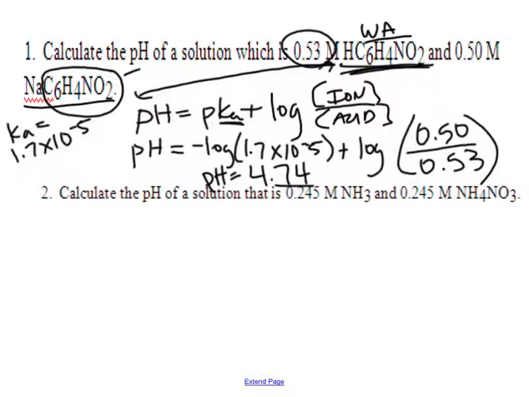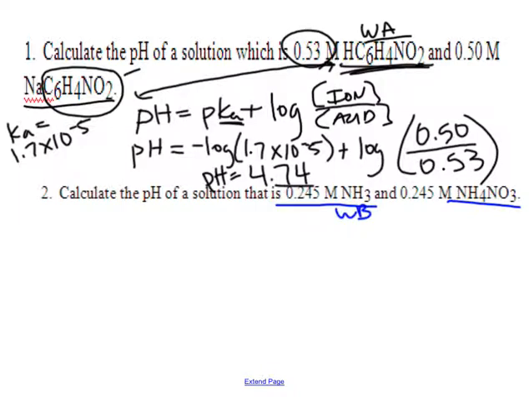Let's do this next one. This one I'm going to do 2 different ways. I'm going to do it Henderson-Hasselbalch and then show you how to do it with the rice table. So calculate the pH of a solution that is that and that. I need you to classify. Don't just say buffer because we're on buffer day. What do we have here?